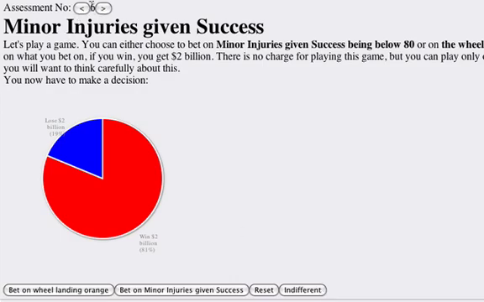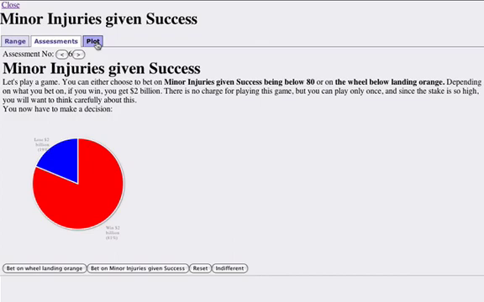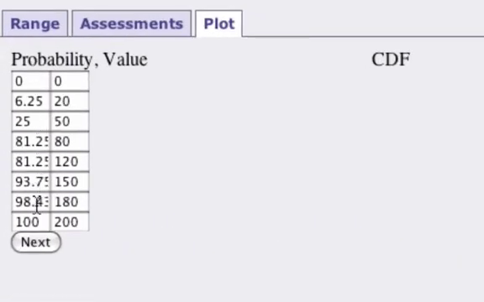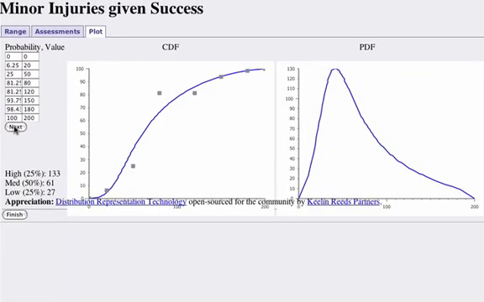So I've now done the 6 assessments. There are no more to be done. So I go to the plot and I see the numbers have been filled in here. Let's see how this turns out. Oh, look at that. I click next and now I have a distribution.